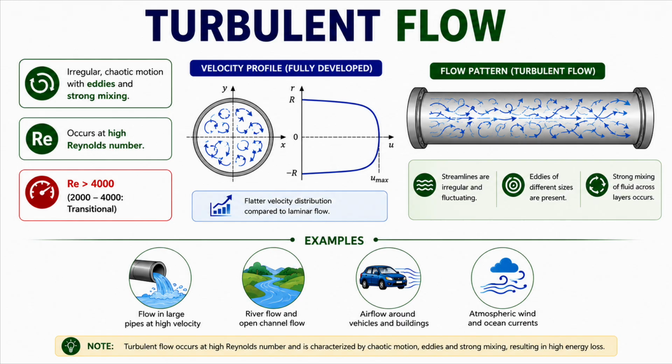Turbulent flow generally occurs at high velocities and high Reynolds numbers. In pipe flow, turbulence usually begins when the Reynolds number exceeds 4,000. Most real engineering flows are turbulent in nature. Common examples include river flow, airflow around vehicles and buildings, atmospheric winds, and high-speed flow through large pipes.